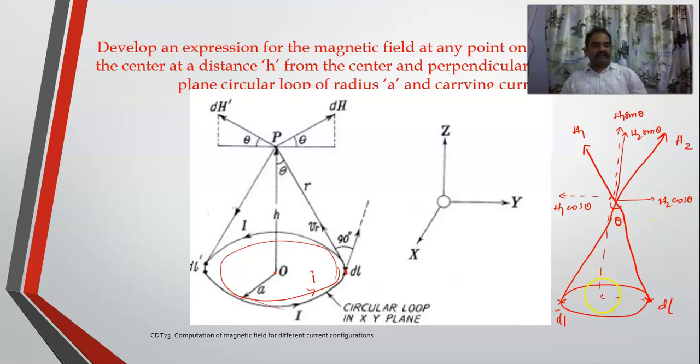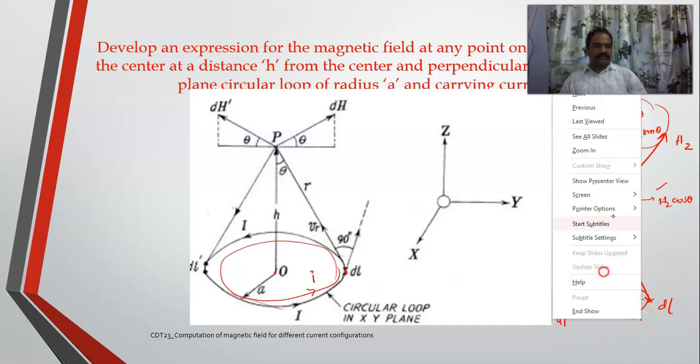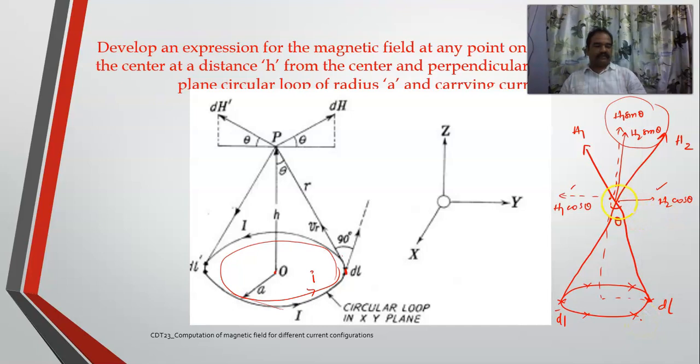If you carefully see, these cosine components are getting cancelled. They will be equal in magnitude and will cancel each other out. Only the vertical components get summed up. Whichever elements you take, every element will have a diametrically opposite element, and the horizontal components will get eliminated. Only vertical components will remain. So that's why I will reduce this to a simple one.